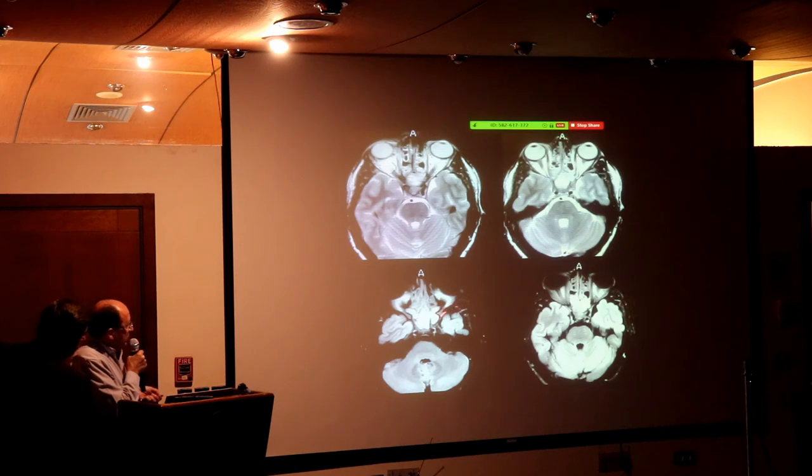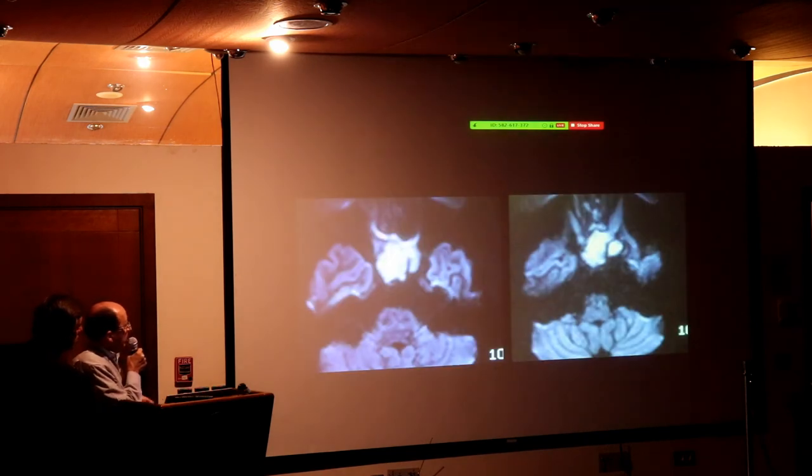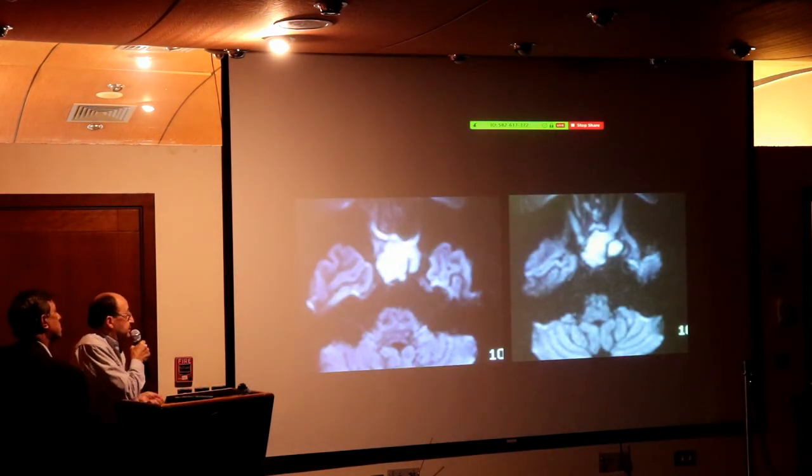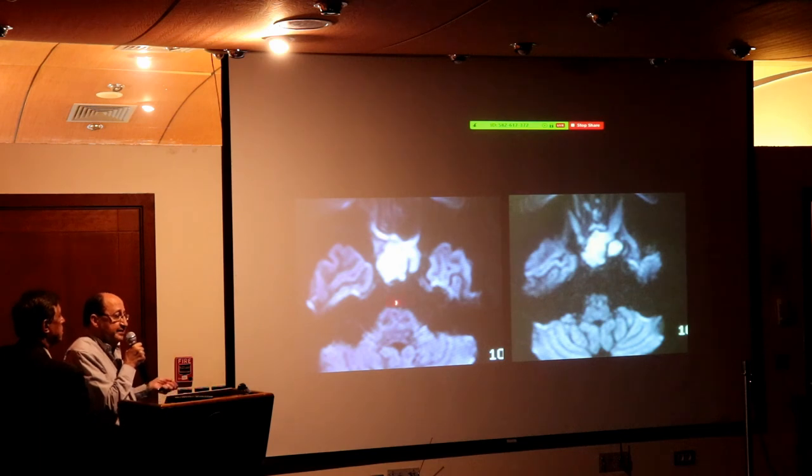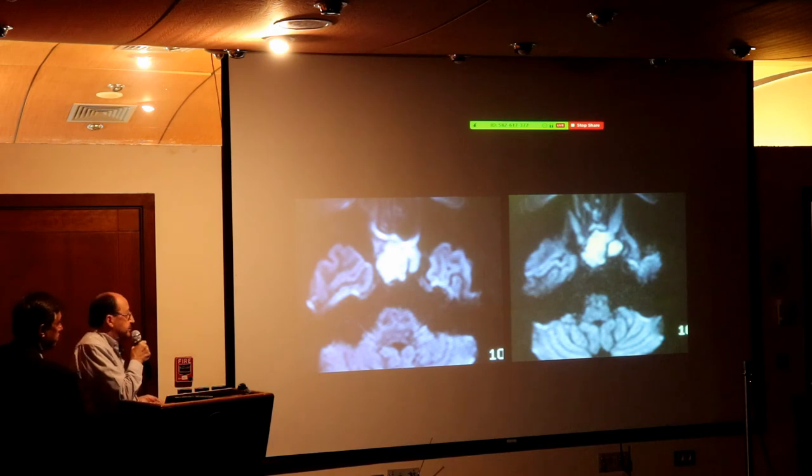This is a FLAIR sequence. We can see the sinusitis with a lateral recess here, which is reaching the optic canal. Next one. And this is the very important one, the diffusion. Diffusion gives a restrictive pattern, which indicates an infection. I mean, it could be an abscess. The only one which can give a restrictive pattern is abscess.